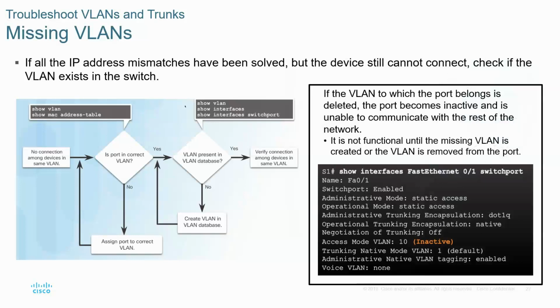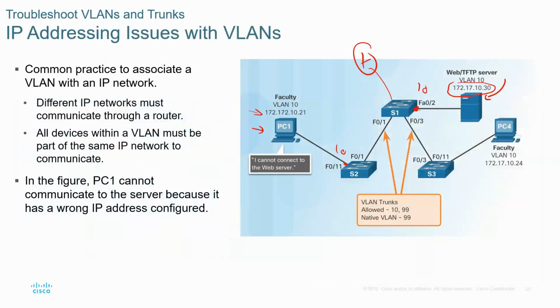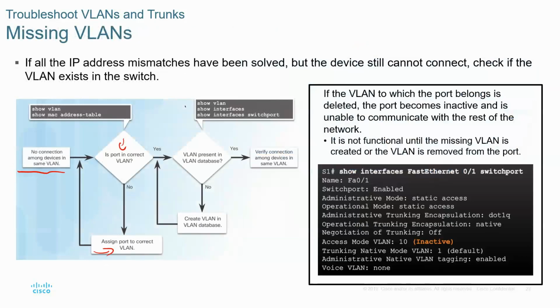This flowchart here shows you the steps that you should do to troubleshoot a VLAN. Once you discover that there is no connection among devices in the same VLAN, you check, is the port in the correct VLAN, meaning that you have configured the ports correctly in the VLAN? If not, then you assign the port to the correct VLAN and check again. If you confirm that the ports are in the correct VLAN, for example, here in this example, PC1 and the server are both in VLAN 10, so the problem is not the VLAN ports. You check if the VLAN itself is present in the database, meaning, did you actually create VLAN 10 in the database?